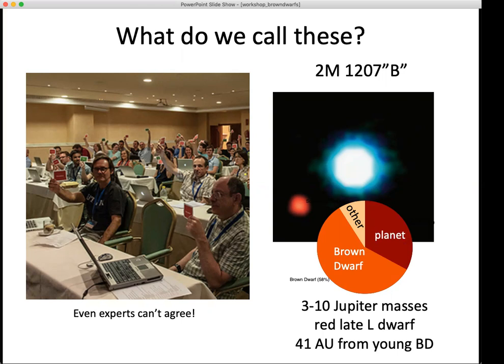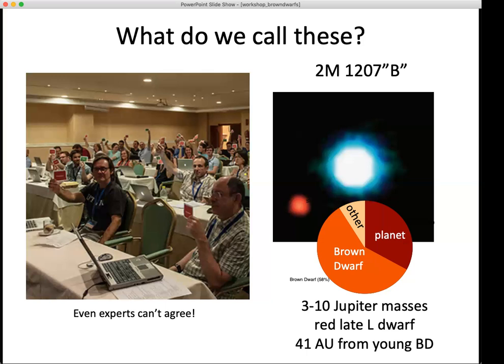A few years ago, we had a conference out in Spain, and we had people vote on different objects to say, is this a planet? Is this a brown dwarf? Is this a planet, or is this something else? These are all experts who have been working in the field for decades, and they couldn't come to agreement on what these things are. So the existence of brown dwarfs is actually kind of challenging our understanding of what these astronomical objects are.